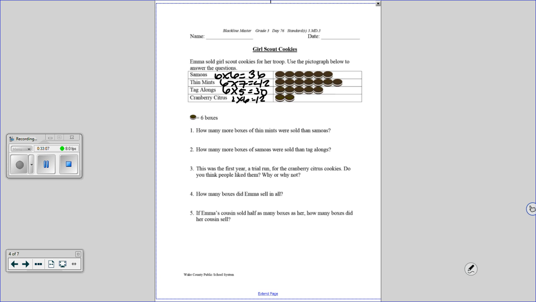Very good. Now I need to know how many more boxes of Thin Mints were sold than Samoas. I need an equation. How many more boxes of Thin Mints were sold than Samoas? Aiden Rosa, give it a shot. We're doing number 1. Excuse me. I need an equation.